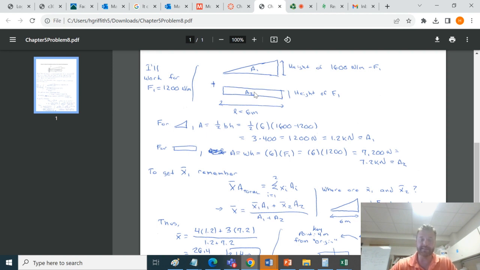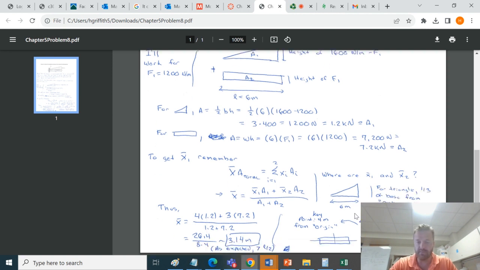Let's start with A2 since it's the simple one. Since this is a rectangle, it has a vertical line of symmetry and a horizontal line of symmetry. And anytime a two-dimensional shape has two lines of symmetry, the centroid is right in the middle. So the x location of the centroid, which is all we care about here, x bar 2, is going to be the length divided by 2, which is just going to be 3 meters. So hopefully everyone sees that's where I'm getting this 3 meter value.